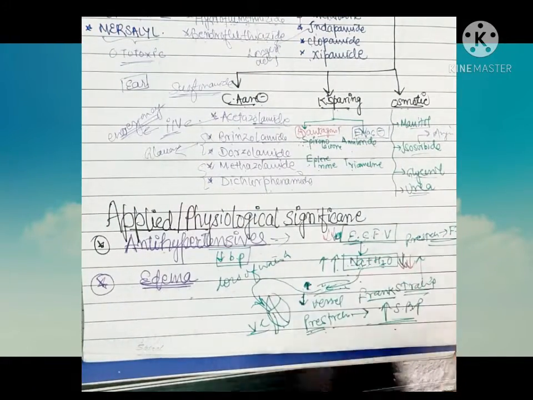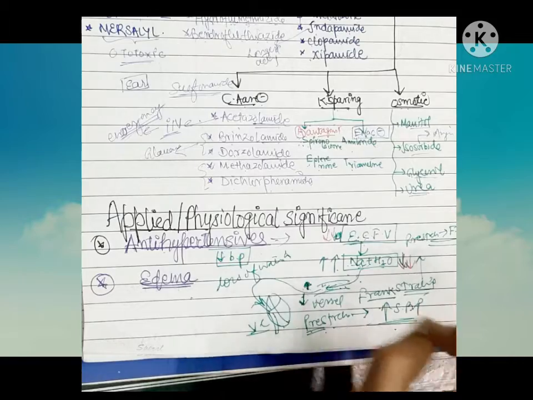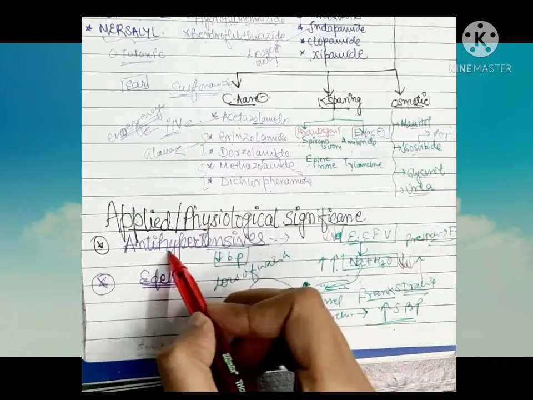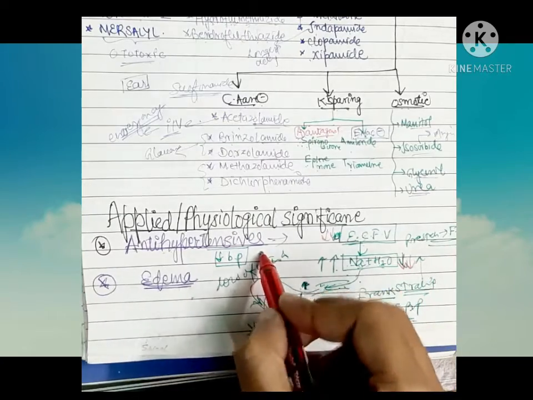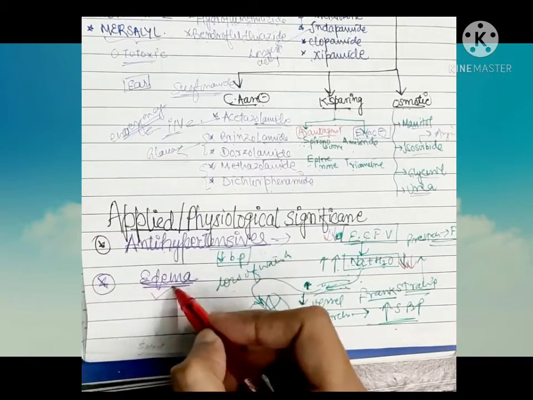Then we may land up in low BP, which means the normal BP. If a person is hypertensive, then his or her BP comes to normal. And another use is in edema.